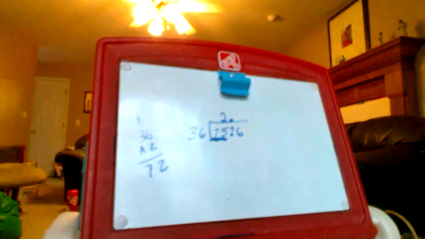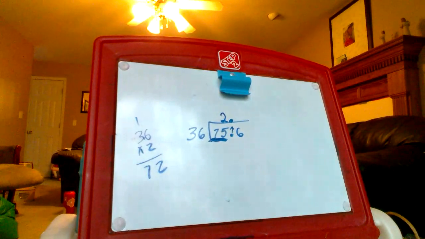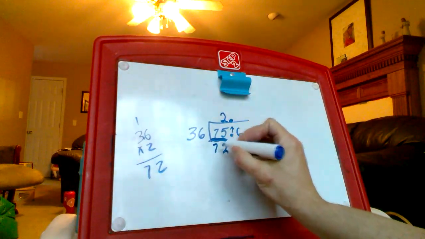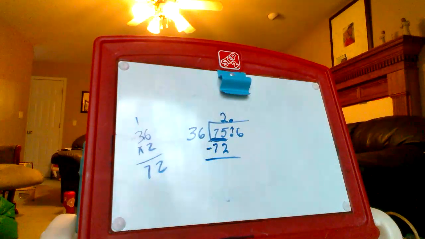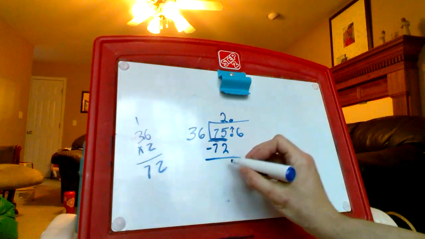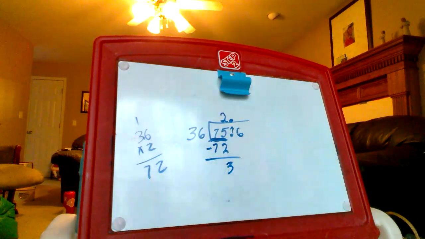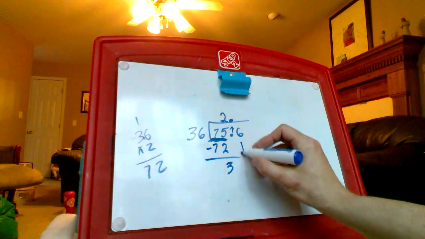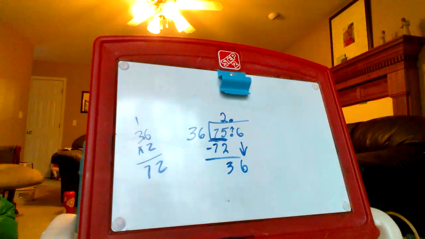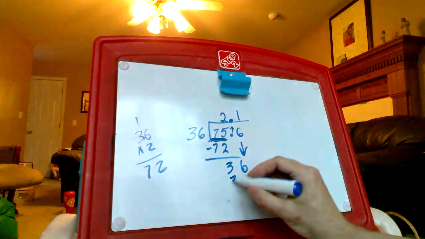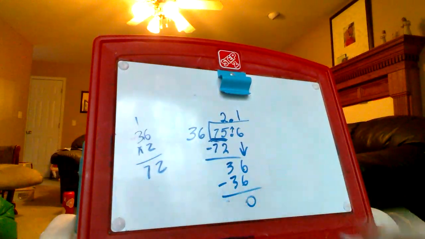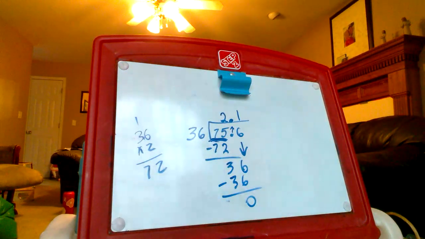We're going to put that right above the 5, and then we are going to subtract our 72. What is 5 minus 2? It's 3. 7 minus 7 is 0. I don't have to write it down. You can if it makes you feel comfortable. And then we're just going to bring down the 6. How many times will 36 fit into 36? The answer is once, which is 36. We're left with 0, and we are finished. Our answer is 2.1.